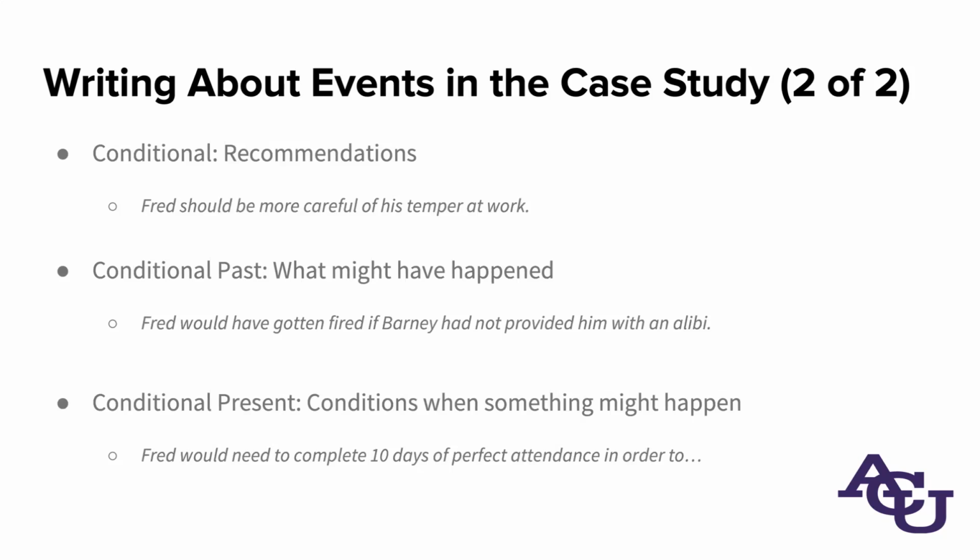We also want to be careful about the use of phrasing. So if we're using conditional to make a recommendation, let's use language like should and not would, because would is talking about things that could have happened, but haven't. So conditional past, what might have happened. Oh, Fred would have gotten fired if Barney had not provided him with an alibi. Conditional present, when you're talking about things that might still happen. Well, Fred would need to complete 10 days of perfect attendance in order to get this.